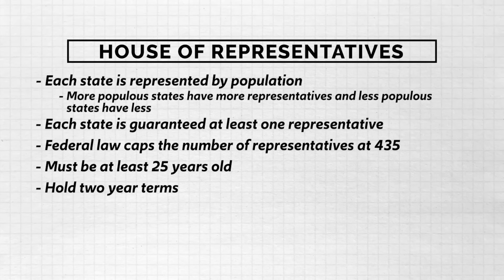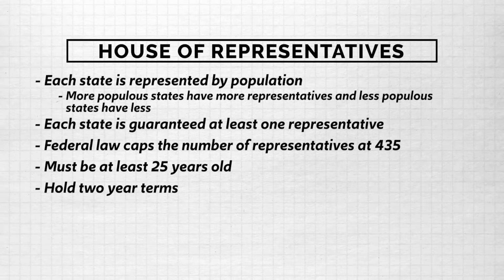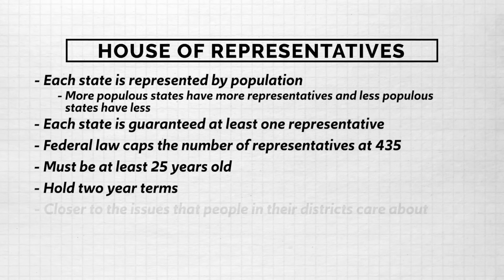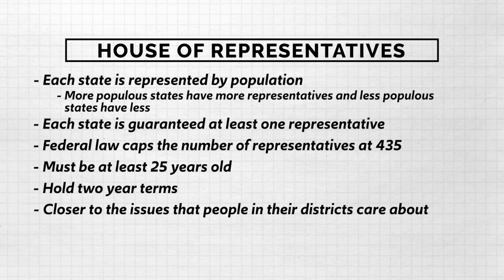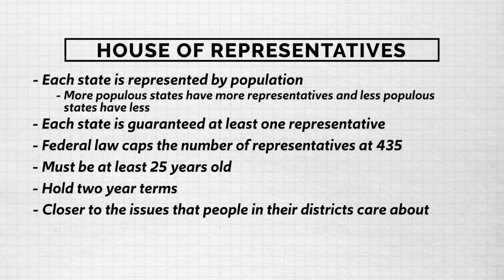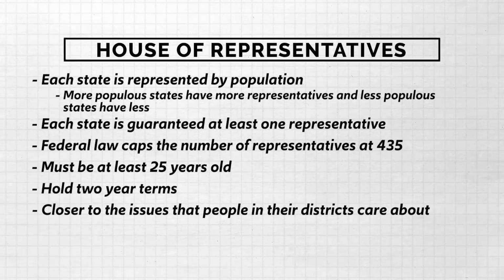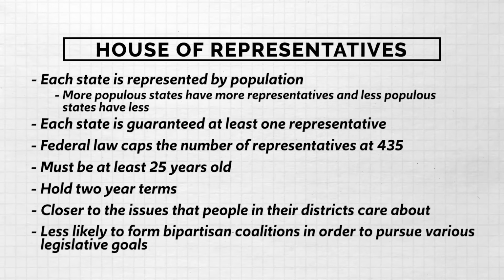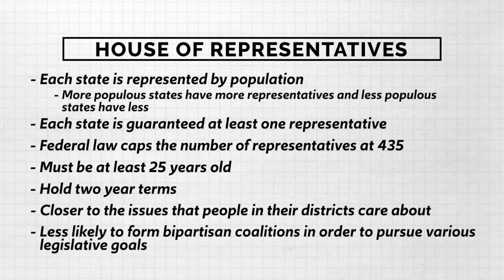Furthermore, because there's usually so many more House members per state than senators, though not in every case, they are closer to the issues that people in their districts care about, since they don't represent a whole state, just a portion of the state. And one more thing, because of these shorter term lengths, House members are less likely to form bipartisan coalitions in order to pursue various legislative goals, and a coalition is just an alliance of legislators that work together for a common goal.